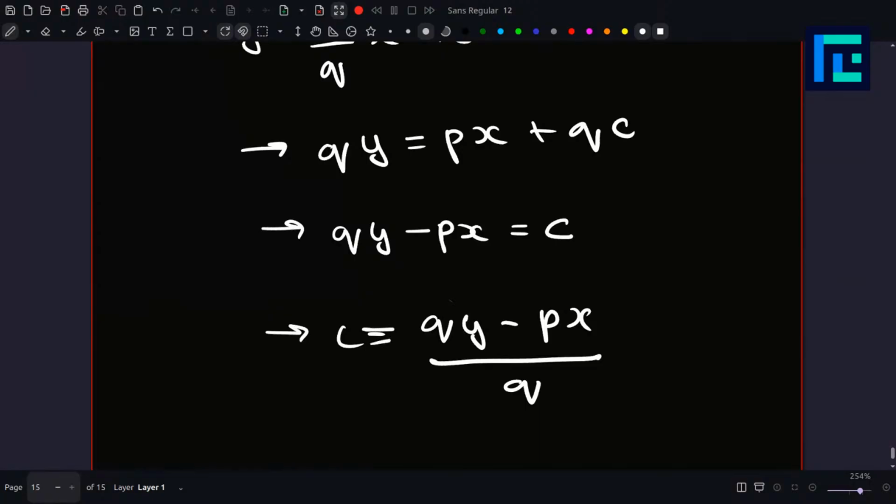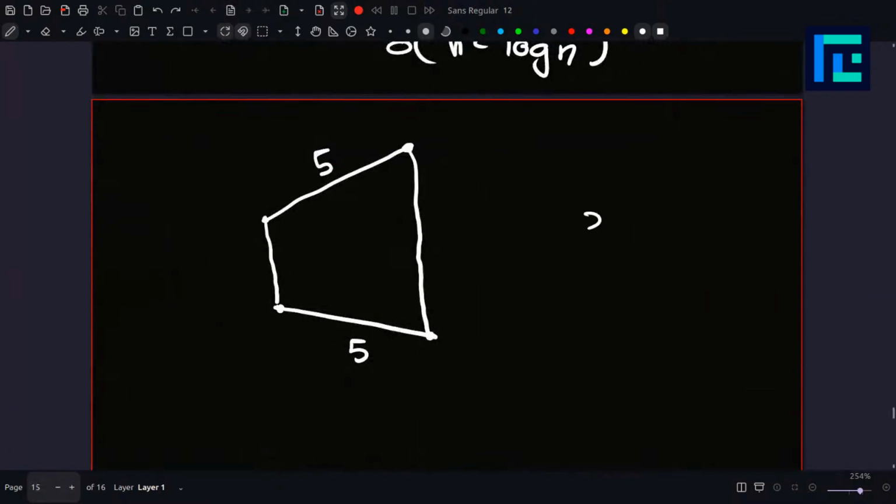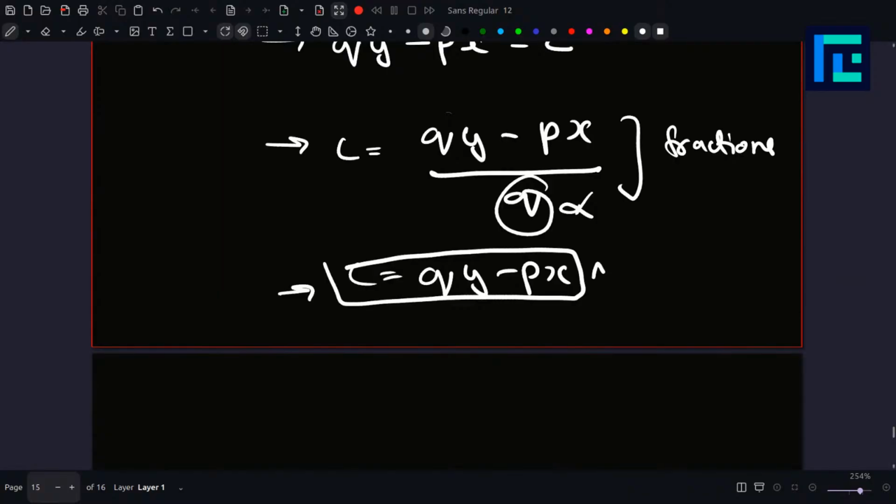Okay. Now the interesting part is this is a fraction, right? And we don't want to store fractions. But since p by q are already in the smallest terms, for the same reason, in midpoint when we had x plus y by 2, we just ignored the 2, right? Similarly, we can simply ignore the q term. So we can take the intercept as qy minus px because we just need to know if they're equal or not. We don't need the exact value of the intercept.